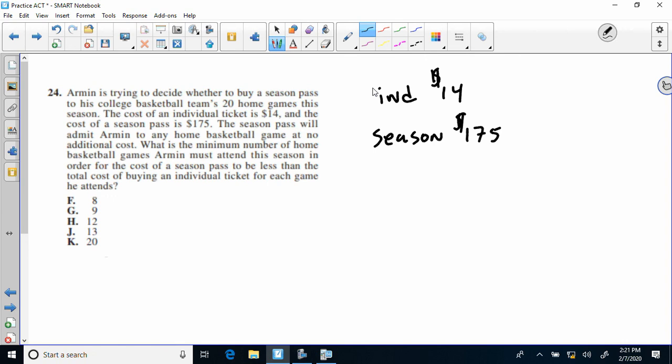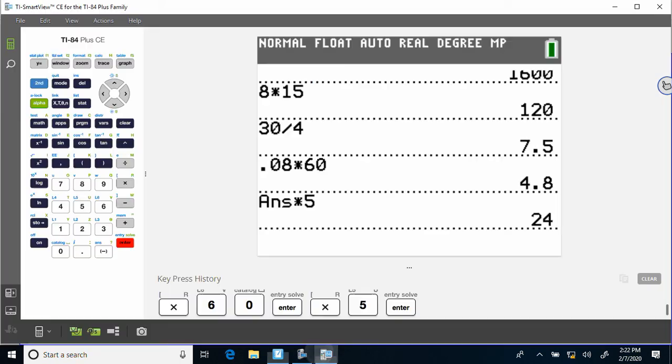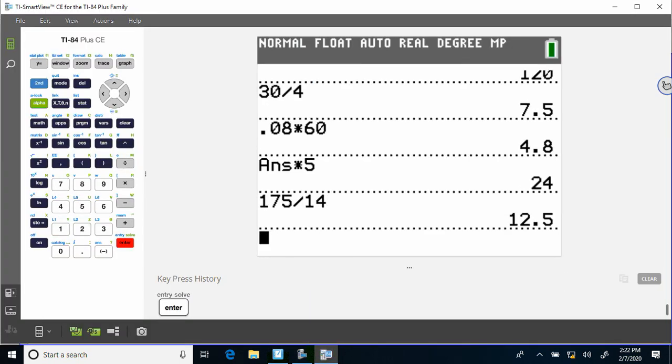So basically they're saying, how many games does he have to go to make it worthwhile to buy a season pass? And so we're really saying we want our $14 for one ticket. That's how much each ticket's going to cost. We want it to be less than the $175. We want to solve that. So you're just going to divide by 14 on both sides. And you're going to get x has to be less than 175 divided by 14, which is 12.5.